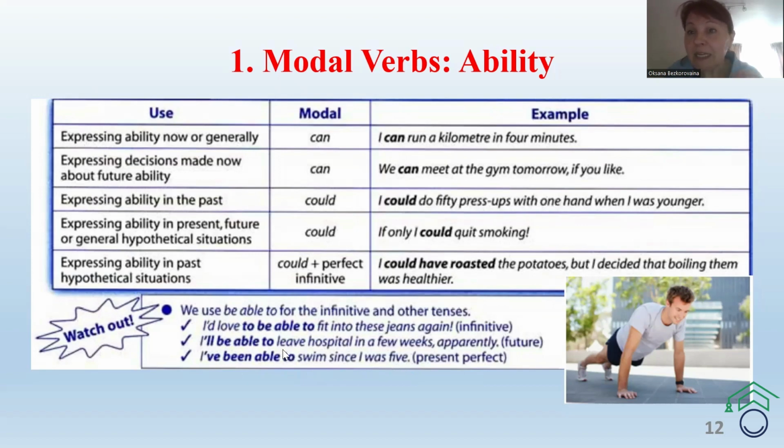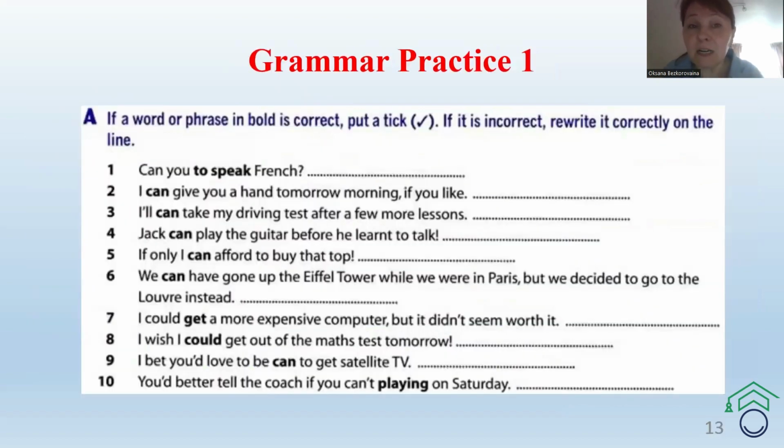So, the first meaning is ability. And we use can, could, and could plus perfect infinitive. Now it's time for grammar practice. Grammar practice 1. We've got 10 sentences, and some of them are correct, while others are wrong. If the sentence is correct, let's put a tick. And if it is incorrect, let's rewrite it correctly. Dasha, can you read, please, the first sentence?